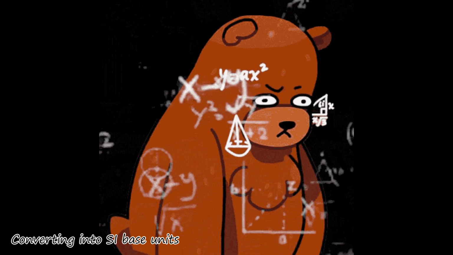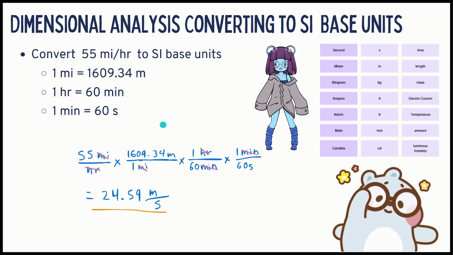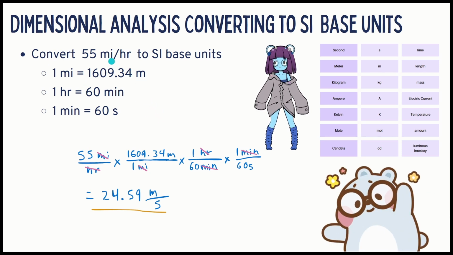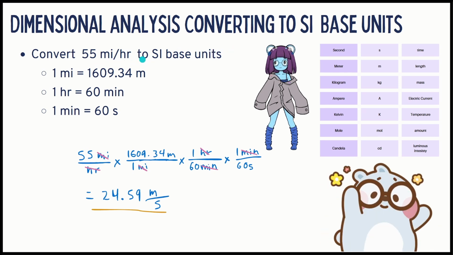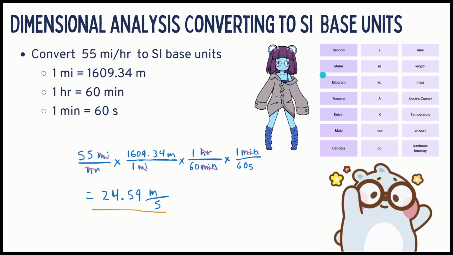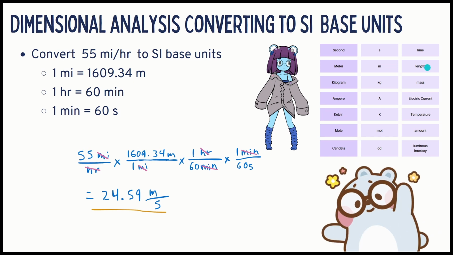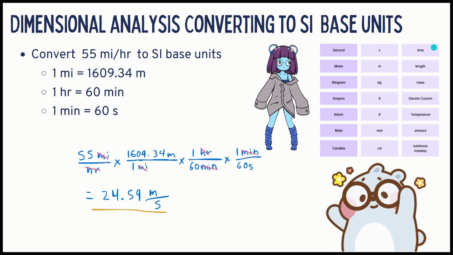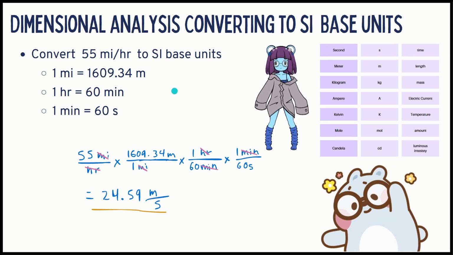Converting to SI base units. Sometimes you will need to convert values into their SI base units in order to complete a calculation. In this case, we will convert 55 miles per hour to the SI base units. So if we look at miles, miles measures length. So we can go to this chart with all the 7 SI base units, find length, so it should be in meters. An hour is a measurement of time, so it should be in seconds. And here we are given the conversion factors.